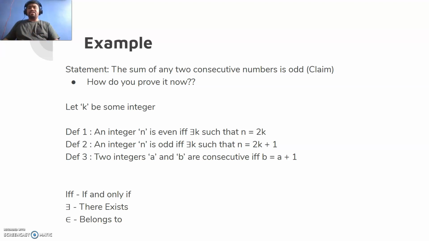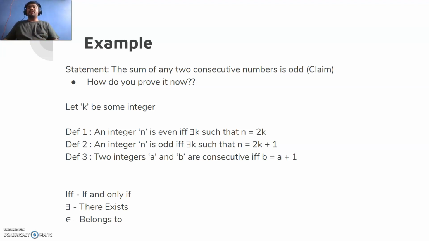Definition one: an integer n is even if and only if there exists some k such that n equals 2 times k. So obviously, if I'm proving that something is even, it has to be some multiple of 2, and k is an integer. So multiplication of an integer with 2 will result in an even number. Now definition 2: an integer n is odd if and only if there exists some k such that n is equal to 2k plus 1. You can see I have just added 1 for it to be odd.